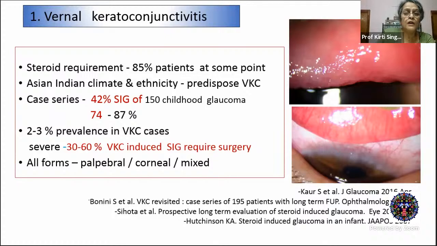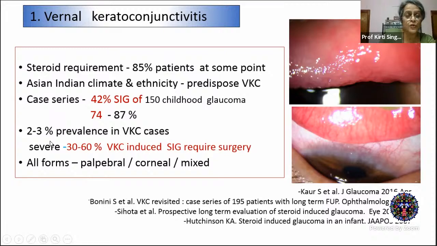Now coming to the common cause, vernal keratoconjunctivitis. Please remember, 85% of these patients at some point in their life would require steroids. And keeping in mind the Asian Indian climate and ethnicity, which anyway predisposes to VKC, being in a tropical country. One series from North India says that almost 42% of steroid-induced glaucoma of childhood glaucomas is because of VKC. In other studies, it is ranging from 74 to 87%.